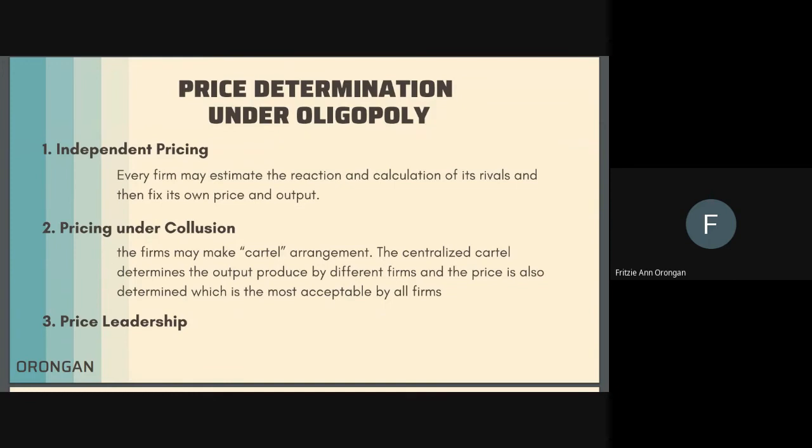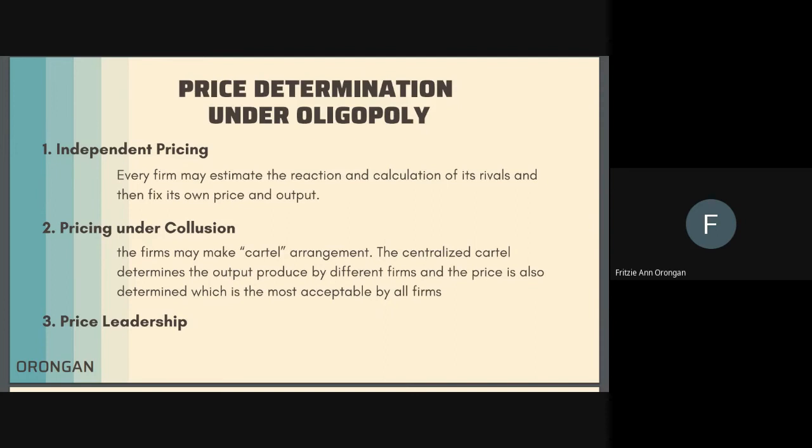Price determination under oligopoly can be determined in three ways. So first is independent pricing. In order to maximize profits, the firms in oligopoly market may resort to independent price policy. Every firm may estimate the reaction and calculation of its rivals and then fix its own price and output. Each firm keeps a close eye on the activities of the other firms in the industry. Since oligopolistic firms engage in competition among the few, decisions made by one firm consistently affect others.